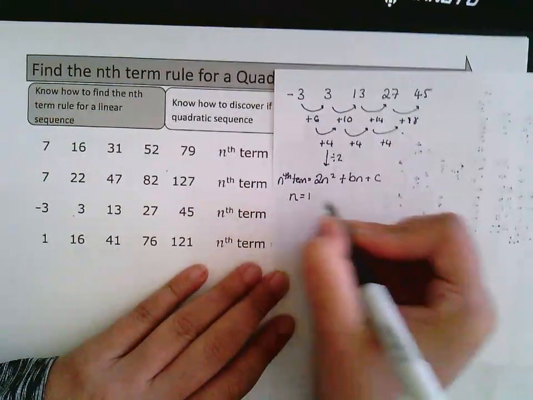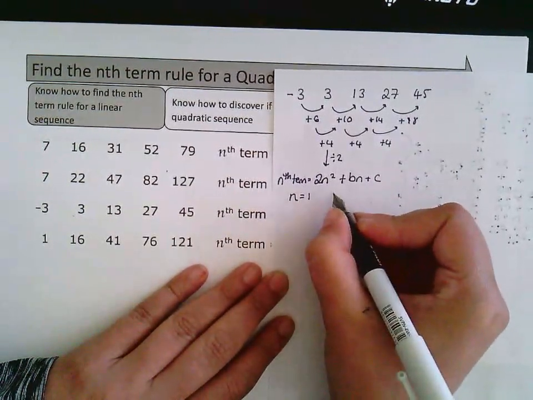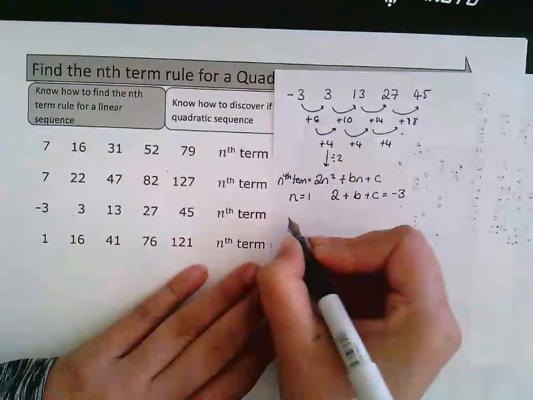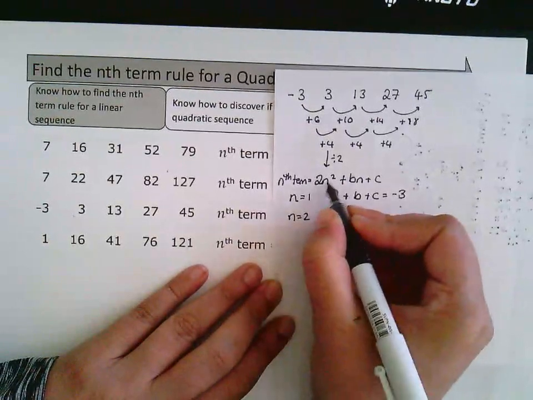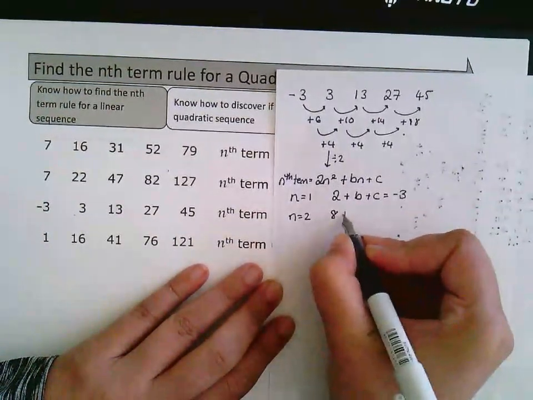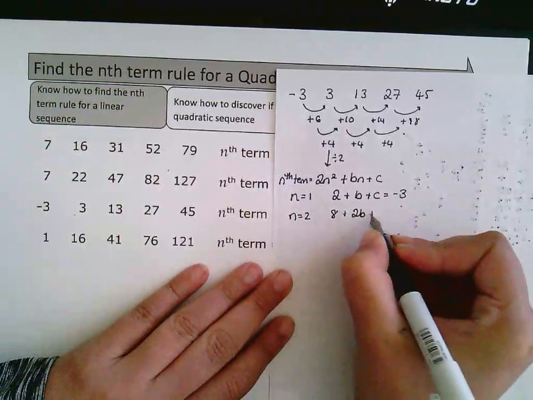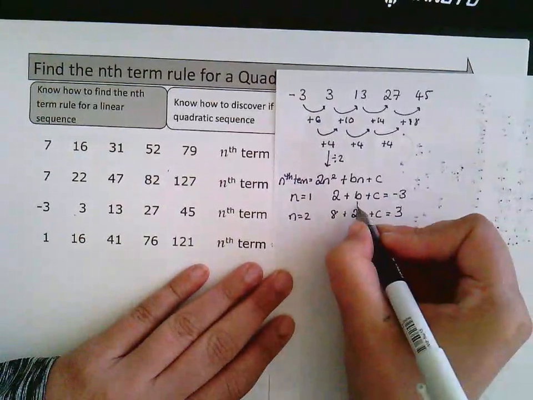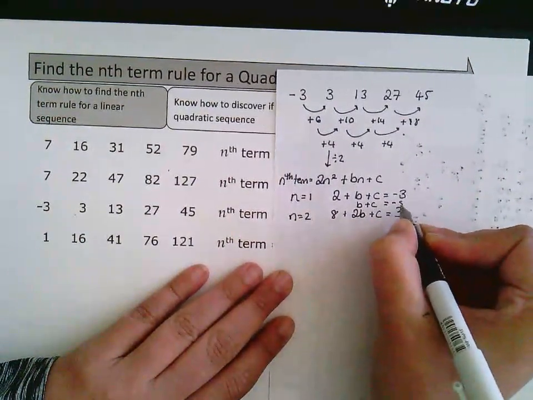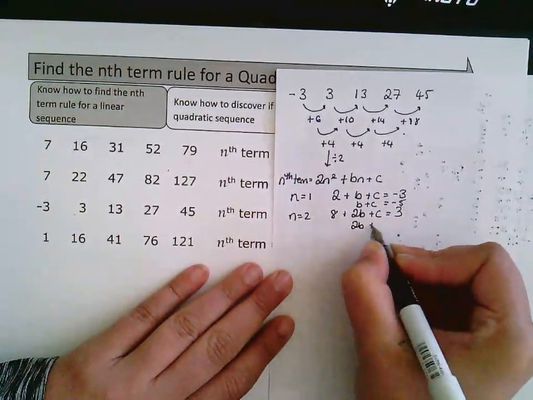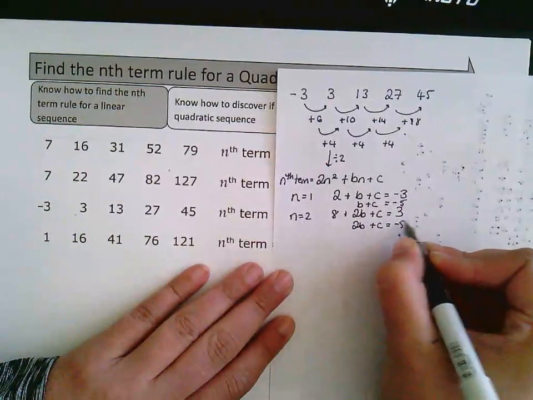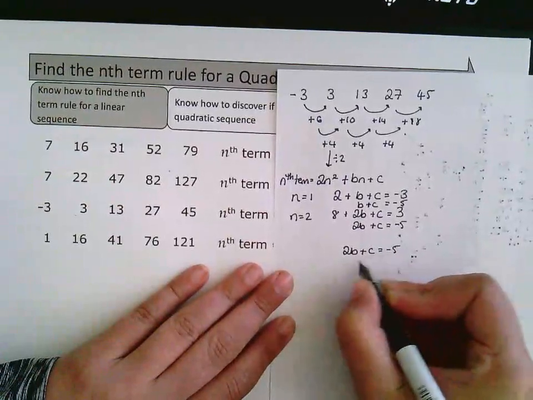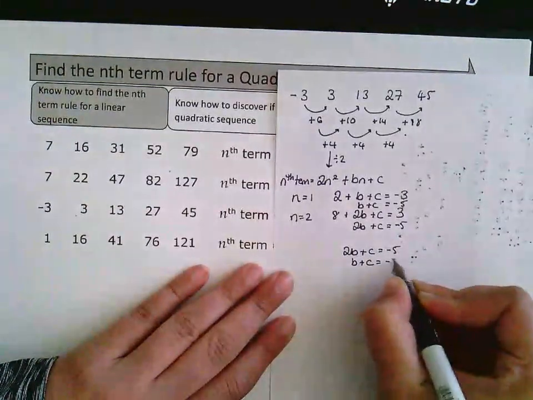So when n is 1, we get 1 squared is 1 times 2 is 2, plus b plus c is minus 3. When n is the number 2, 2 squared is 4 times 2 is 8, plus 2b plus c is 3. So b plus c, taking away 2 from both sides, gives me minus 5. And 2b plus c is also minus 5. I'm just writing my two equations out.